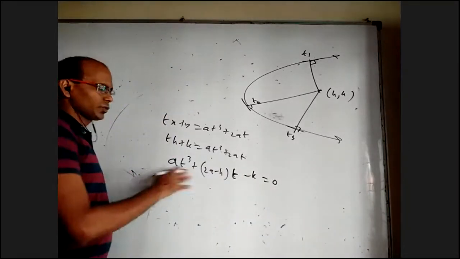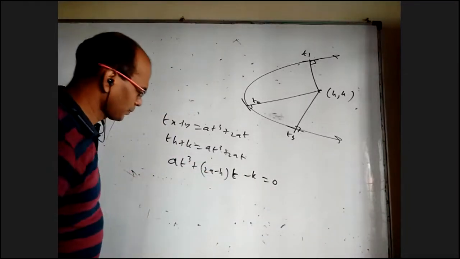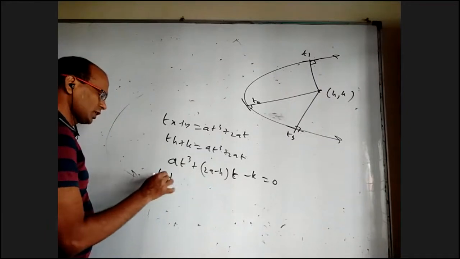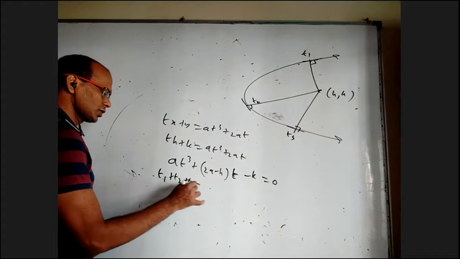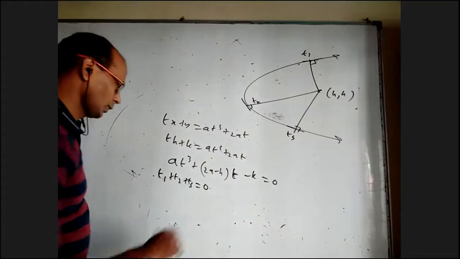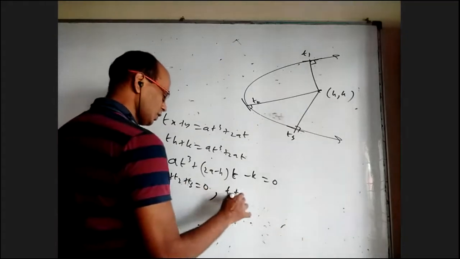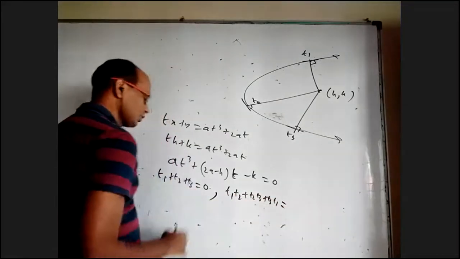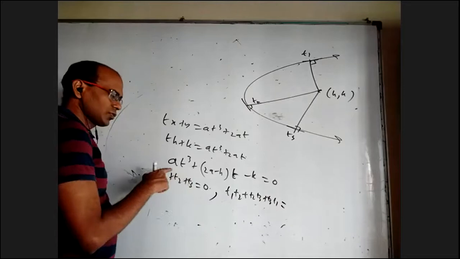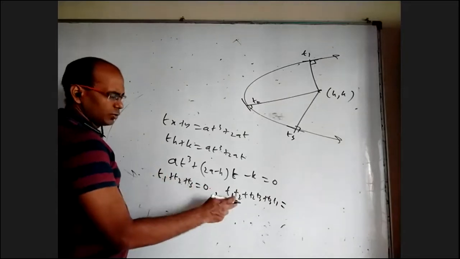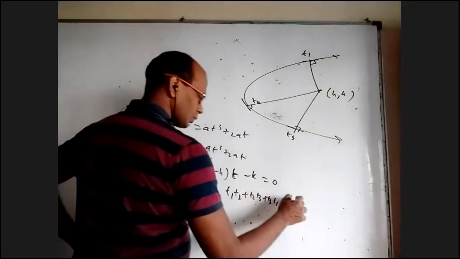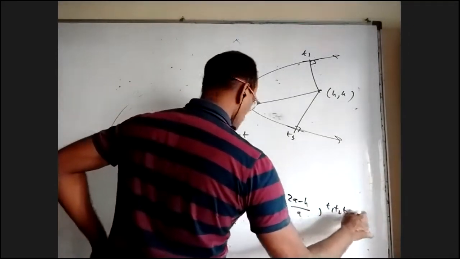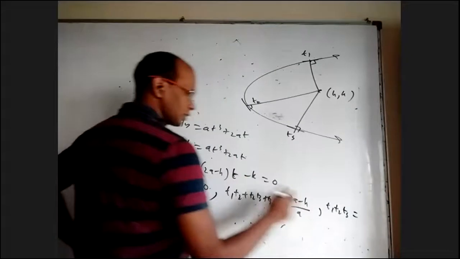Now, because a cubic equation at most will have 3 roots, the sum of the roots is 0 because the t square term is missing. So obviously t1 plus t2 plus t3 is 0. And t1 t2 plus t2 t3 plus t3 t1, according to the theory of equations, is the t coefficient by the t cube coefficient. So it will be (2a minus h) by a. And t1 into t2 into t3 is the negative of the constant term by the leading coefficient, that is, k by a.